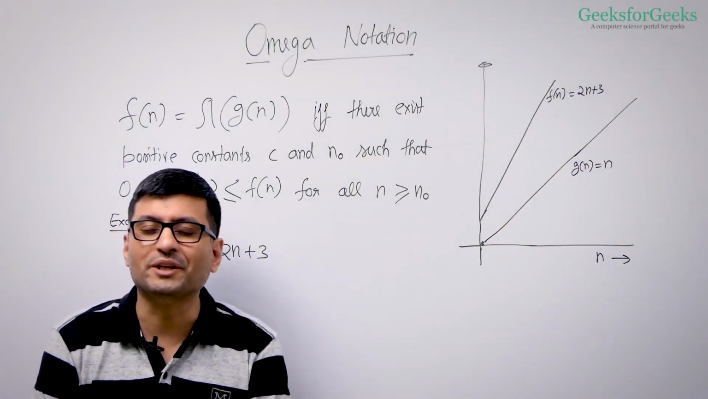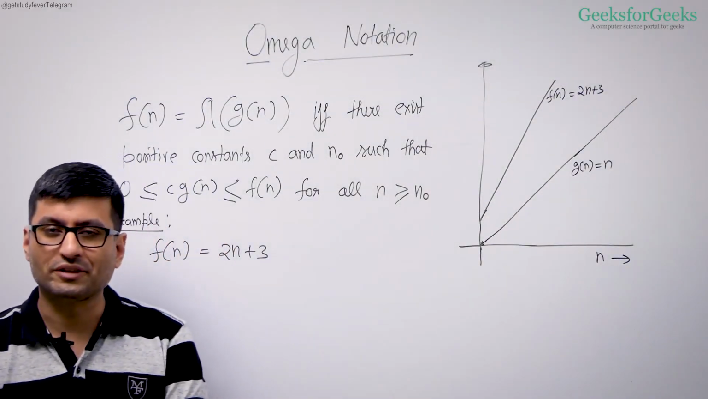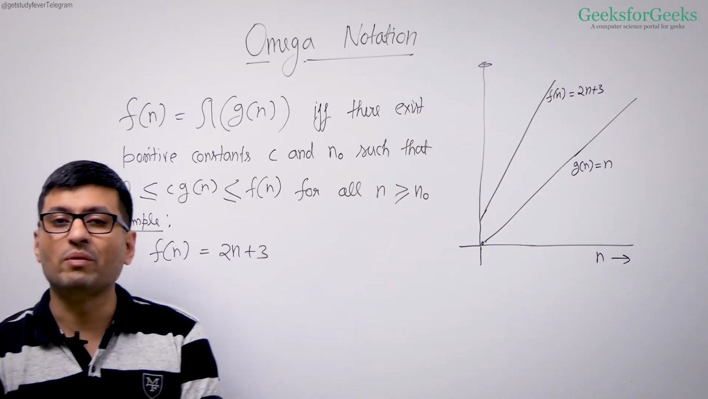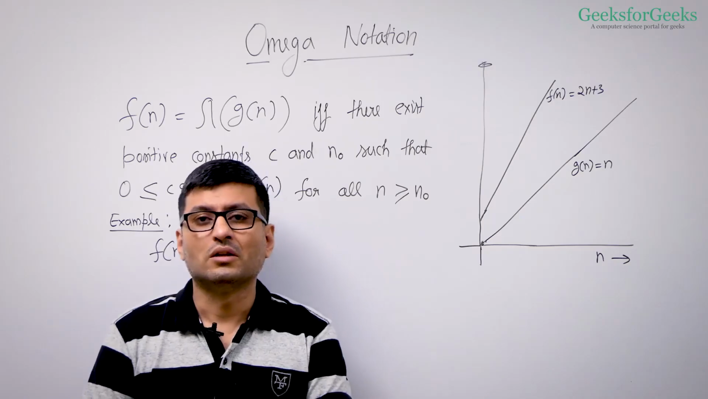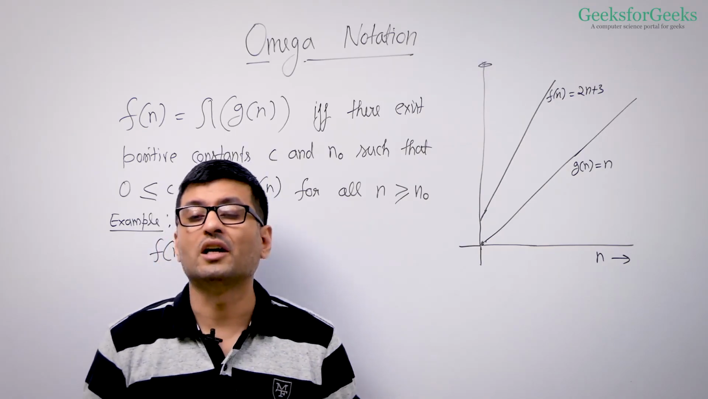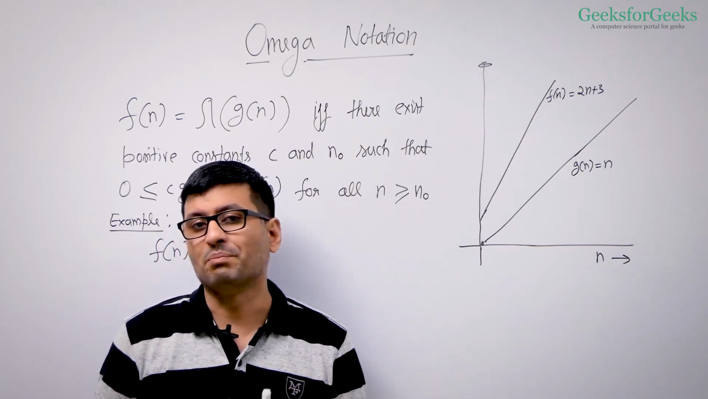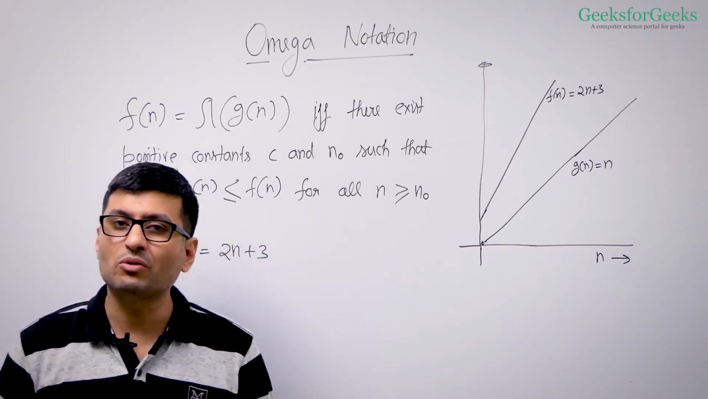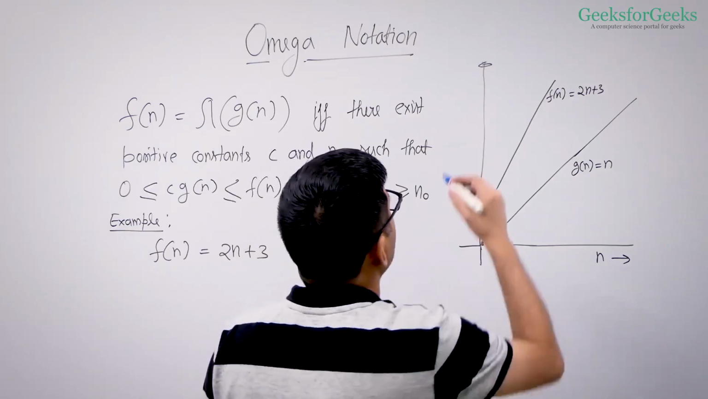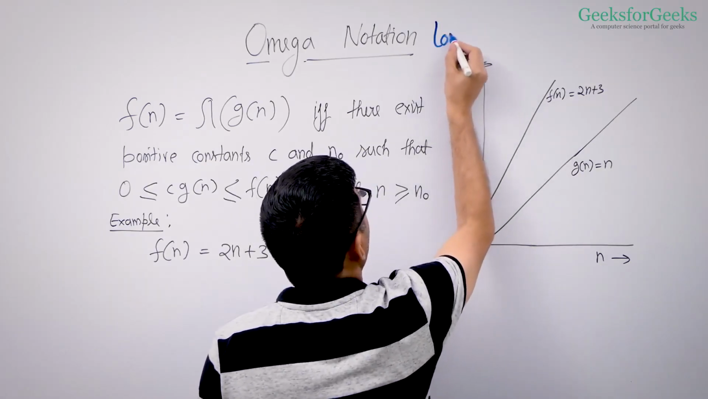Hi, in the previous video we talked about big O notation. Let us now talk about omega notation, or big omega notation. Omega notation is the opposite of big O notation. Big O notation is used to provide an upper bound. Omega notation is used to provide a lower bound.